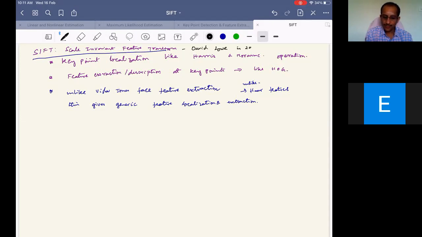In 2004. It is, as I mentioned, the highest cited paper in computer vision. Of course, now given the deep learning era, there may be some papers which are closely cited or even more cited than this paper. But before the deep learning developments, this is the highest cited paper in computer vision.